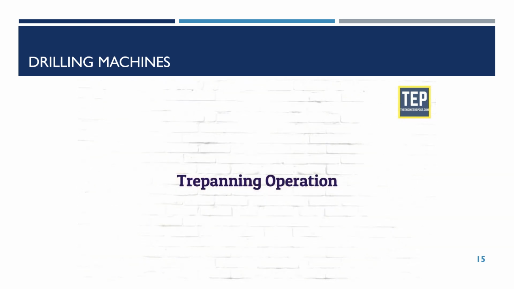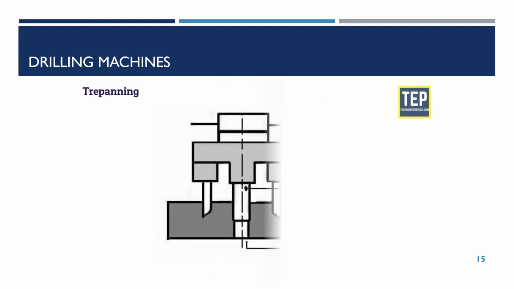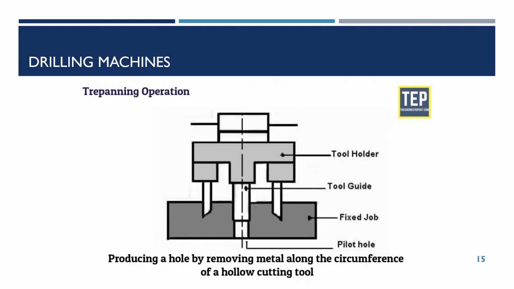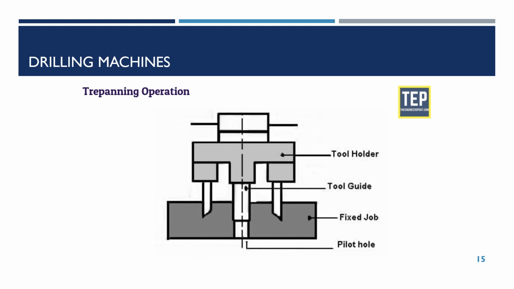Trepanning operation. Trepanning is the operation of producing a hole by removing metal along the circumference of a hollow cutting tool. This operation is performed for producing large holes. Fewer chips are removed and much of the material is saved while the hole is produced.